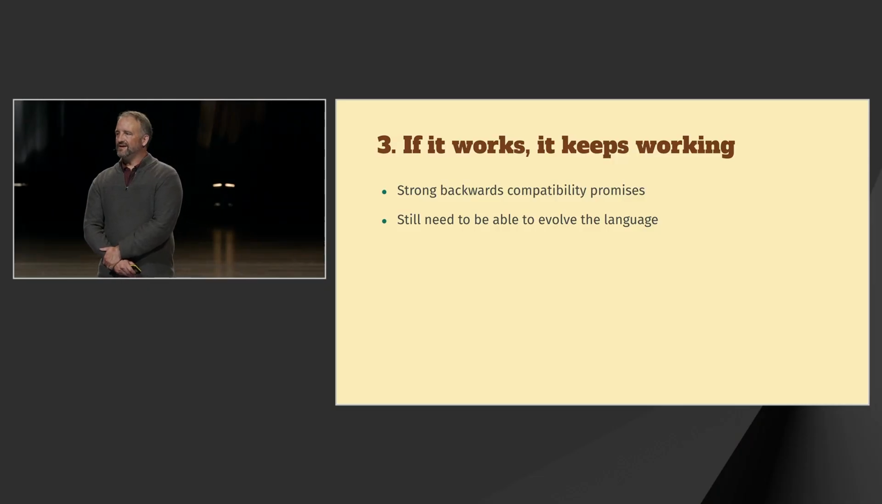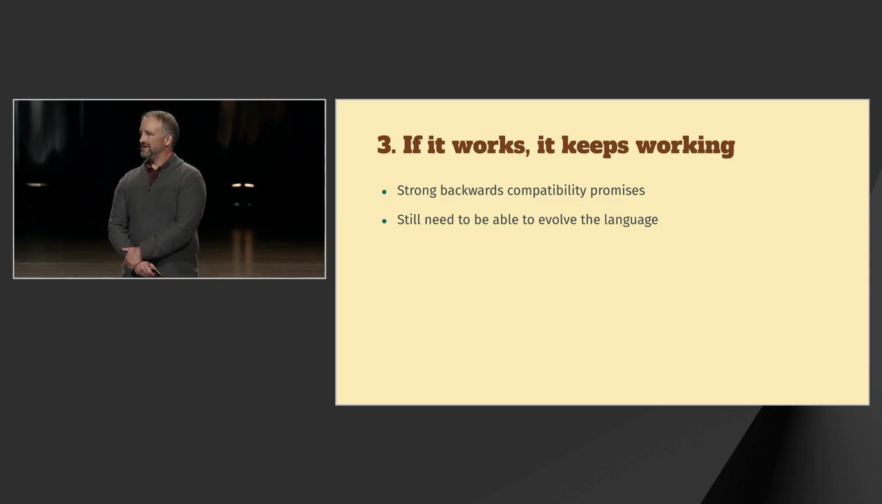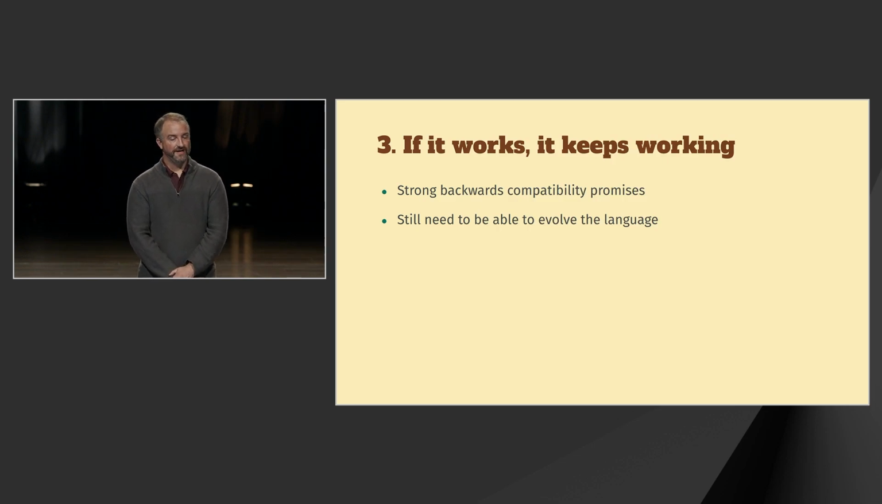The next principle is this idea that if it works, it keeps working. And that's really another way of saying our stability guarantee. You don't want to have to rewrite your code every time you upgrade the Rust compiler. And so we work really hard to make sure that we avoid breaking backwards compatibility as much as we can. There always are cases where we have to do it in a very limited way, but as a principle, we're very cautious about making those kinds of changes.